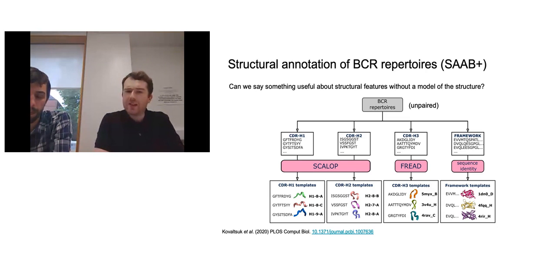The basic idea of this is, can we say something useful about the structural features of the entire antibody without modeling it? And so what we did in SAbR+ is we combined several approaches. We took SCALOP, which annotates the canonical loops of our sequences with likely canonical forms. It also annotates the CDR-H3 loop with a likely structural sequence, so something that is homologous in the CDR-H3 loop.